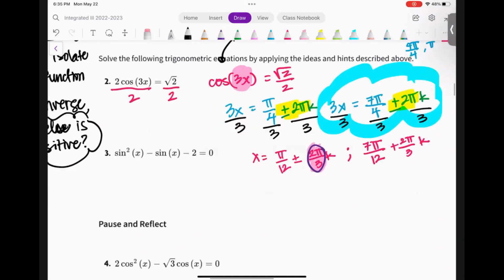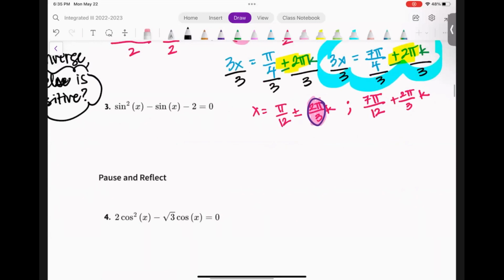Okay. I am going to show you these next ones, but I'm not going to show you every single one. I'm just going to start off with this next one. And the way this next one looks is I need you to remind yourself that this looks like something, right? This says sine squared minus sine minus 2. And if you really think about it, this kind of reminds you of quadratics.